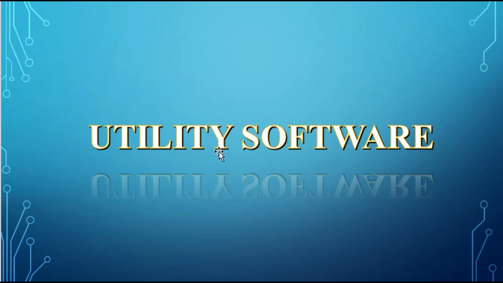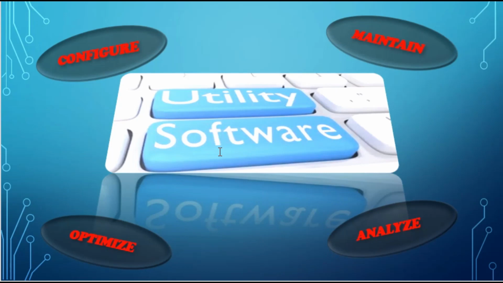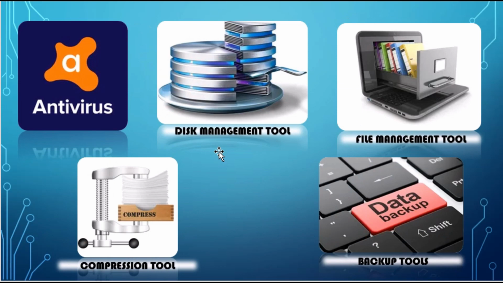Utility software. These are softwares that maintain, configure, analyze, and optimize the computer. The utility software is actually a cross between the system software and the application software. Examples of the utility software include the antivirus software, the disk management tools, the file management tools, the compression tools, and the backup tools.